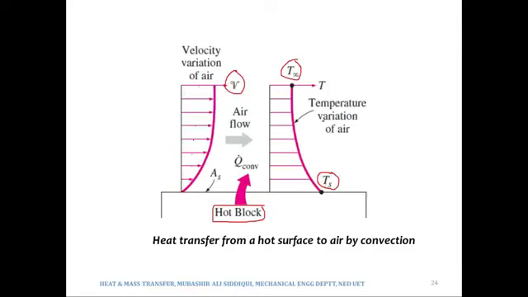In fact, this is the temperature variation of air. It is the temperature variation of air in the y direction, as we move away from the hot surface.